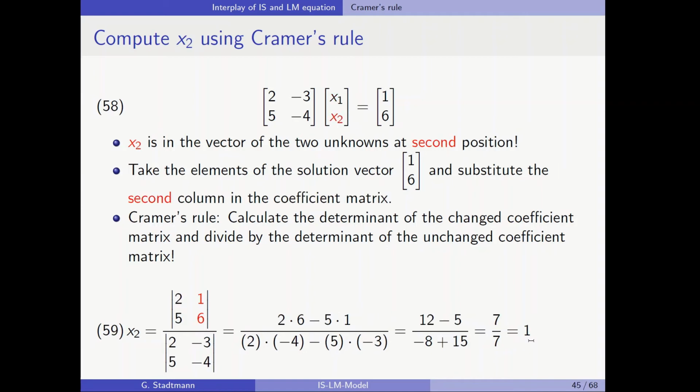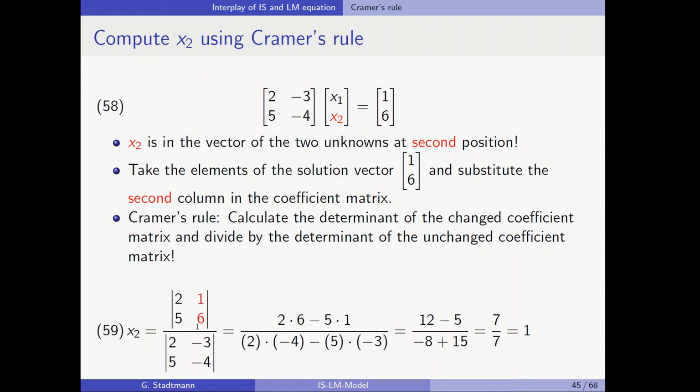In the next step, we want to compute x2. x2 is in the second position in the vector of the two unknowns, and therefore Cramer's rule tells us to take the elements from the solution vector and substitute these elements into the second column of the coefficient matrix. And then we should calculate the determinant of the changed coefficient matrix and divide by the determinant of the unchanged coefficient matrix.